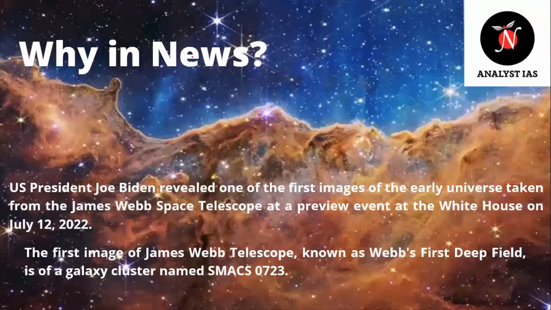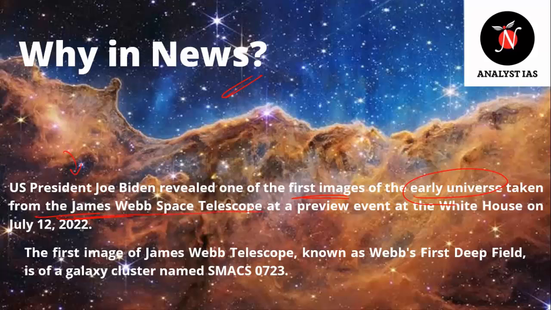Fine. Getting back to the topic, why in news? The US President Joe Biden revealed one of the first images of the early universe taken from the James Webb Space Telescope. Now, why is it being called early universe? That is because light travels to us way later, right? These pictures of the universe which we are fetching right now are of very far, very distant celestial bodies, right? So 4.6 billion years ago is where the image we currently have is from. So that's why early universe.